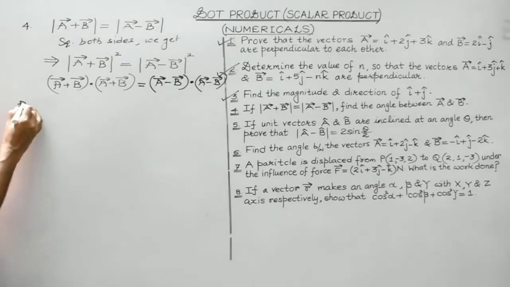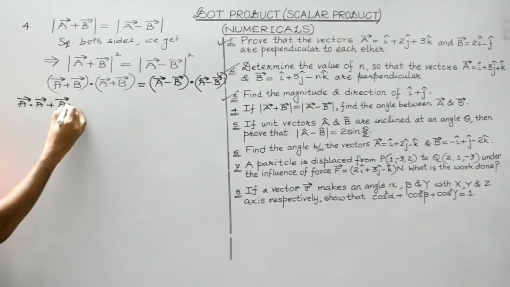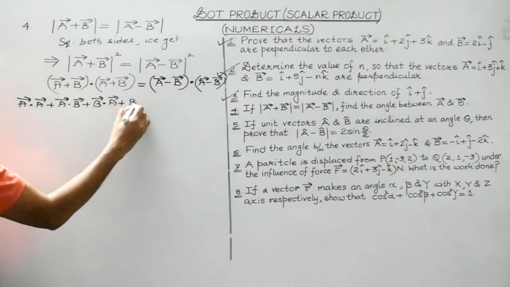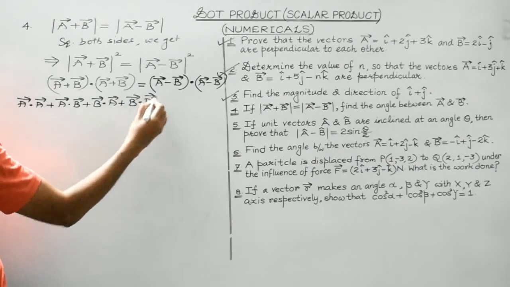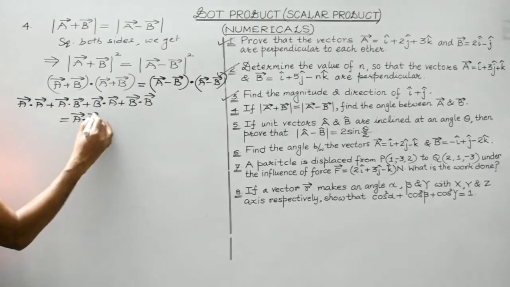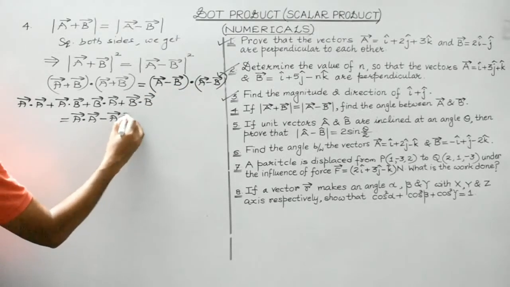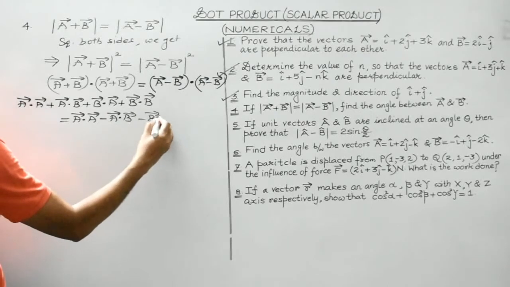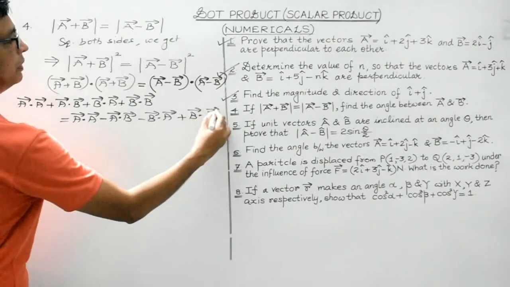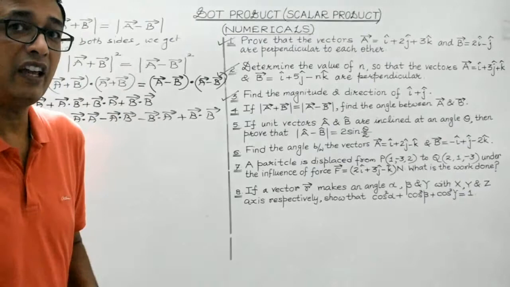So A vector dot A vector, simply keep on evaluating A dot B plus B dot A plus B dot B. Clear? It is equal to, let's evaluate this one in a similar manner. So it will be A dot A minus A dot B minus B dot A plus B dot B. Clear students? Our objective is to find out the angle between A and B.